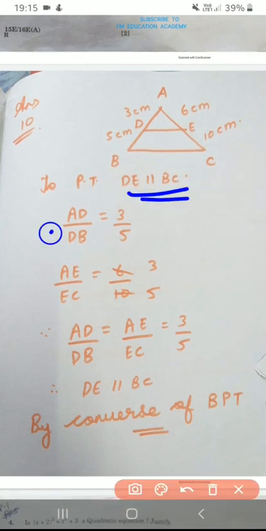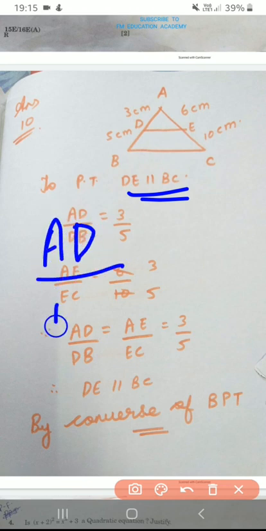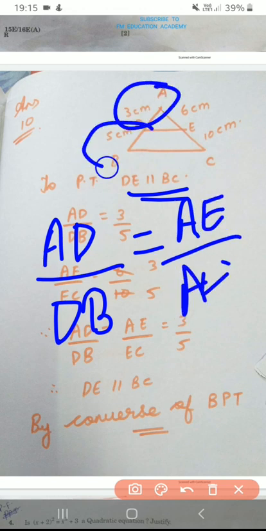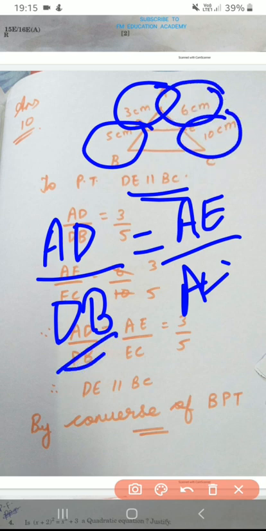We know the concept that if AD by DB becomes equal to AE by EC, if the sides of a triangle are divided in the same ratio, then this line will be parallel to the third side.